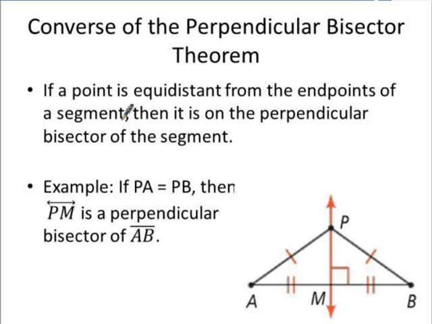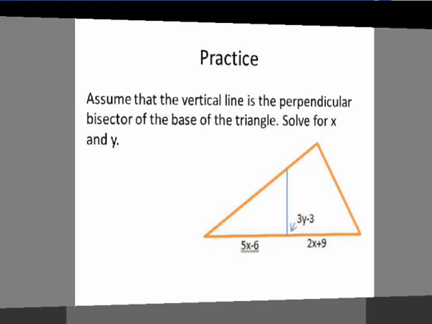The converse here: if a point is equidistant from the endpoints, then it is on the perpendicular bisector of the segment. So if you know that these are congruent, then you automatically know that this is a perpendicular bisector, and so we have that relationship. It works in both directions.